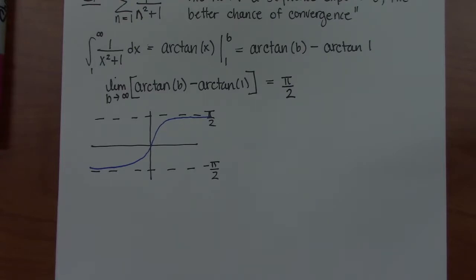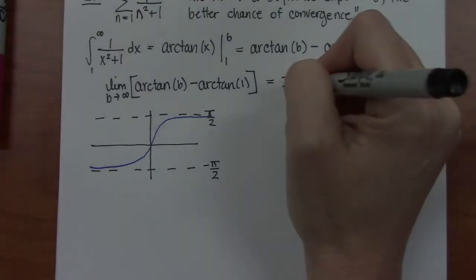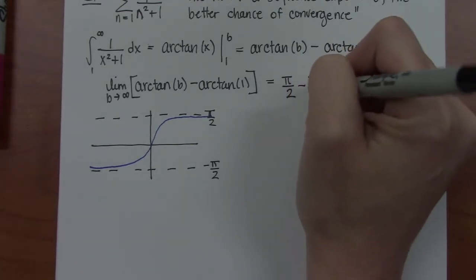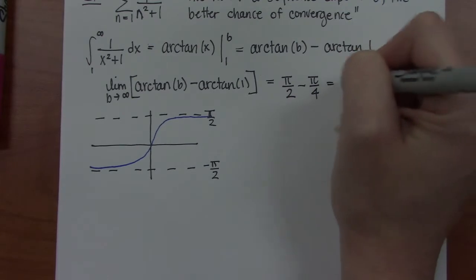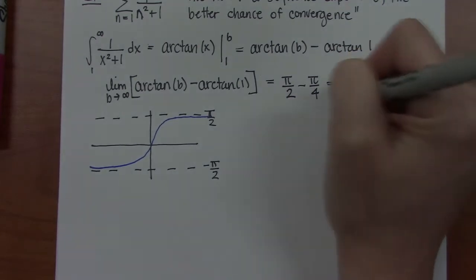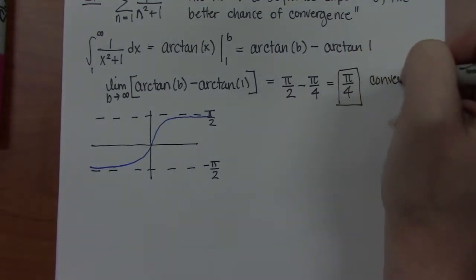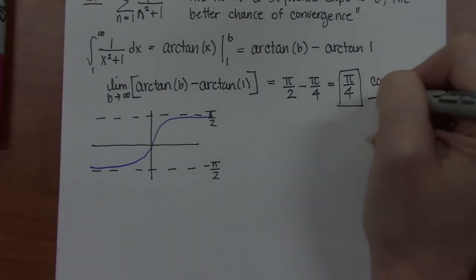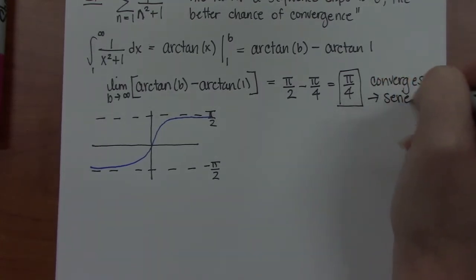Arctan of 1, remember with inverse trig functions, you put the point in and the angles come out. So if tangent equals 1, that means sine and cosine are the same, and that occurs at 45 degrees or pi over 4. So pi over 2 minus pi over 4 is pi over 4. So the integral converges, which means the series converges.